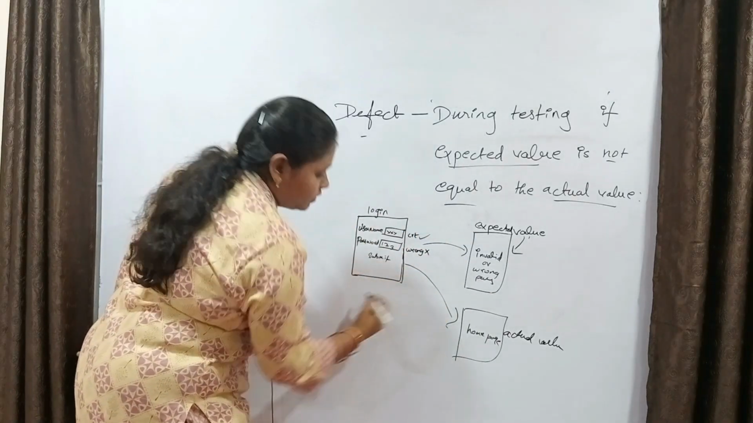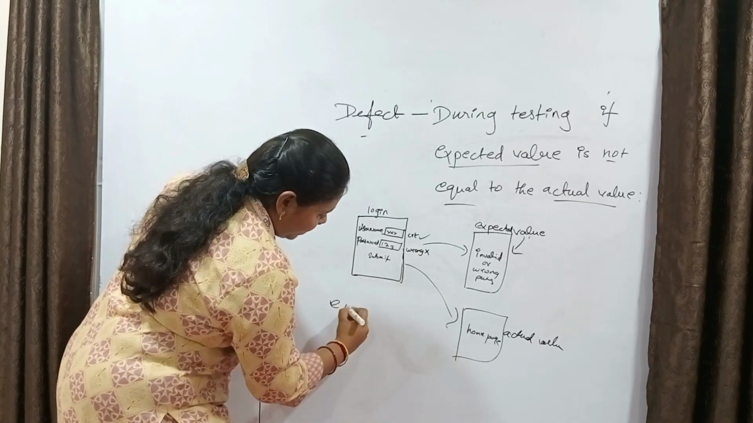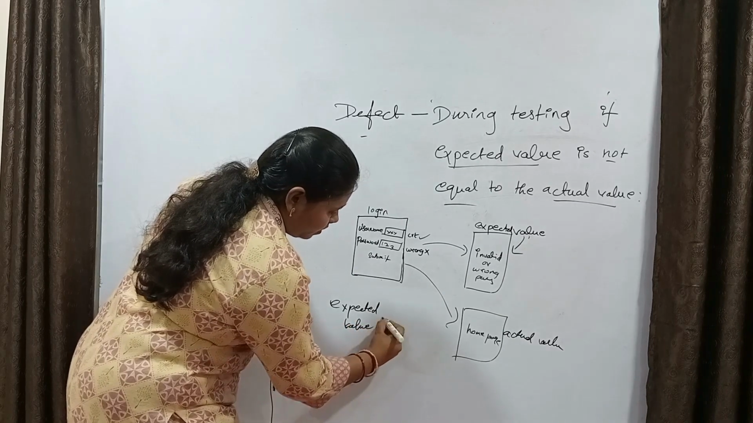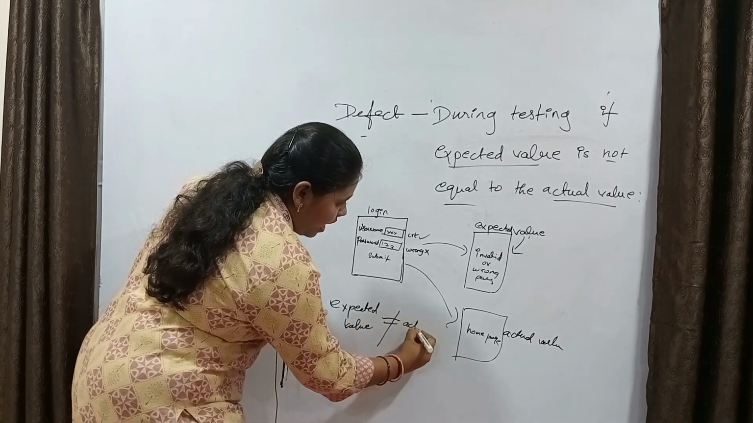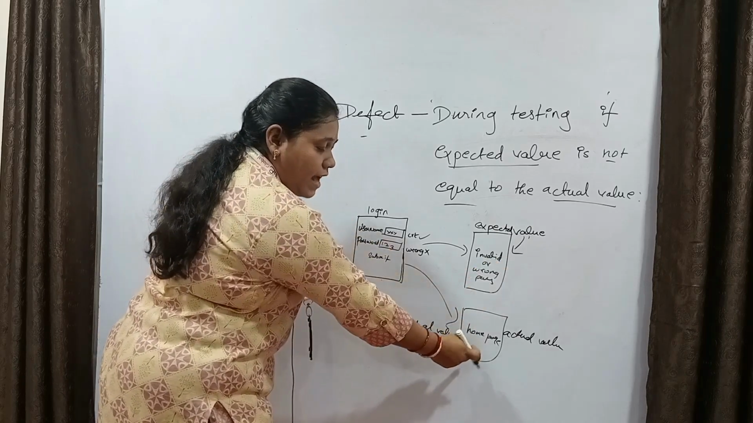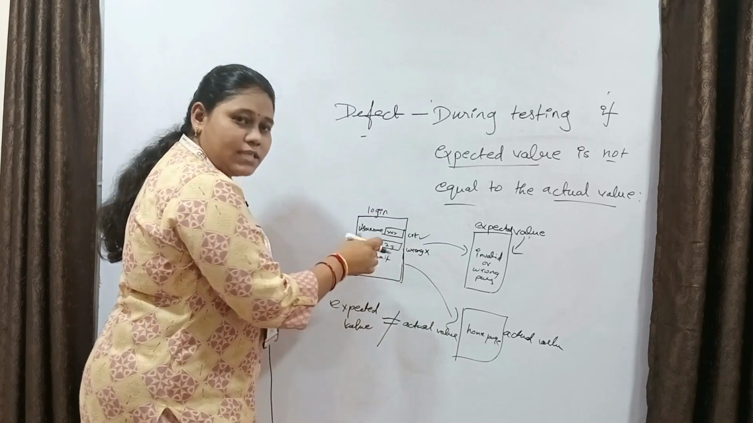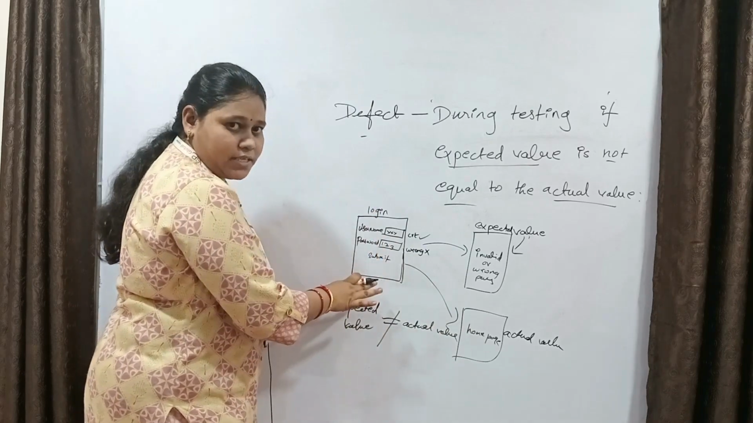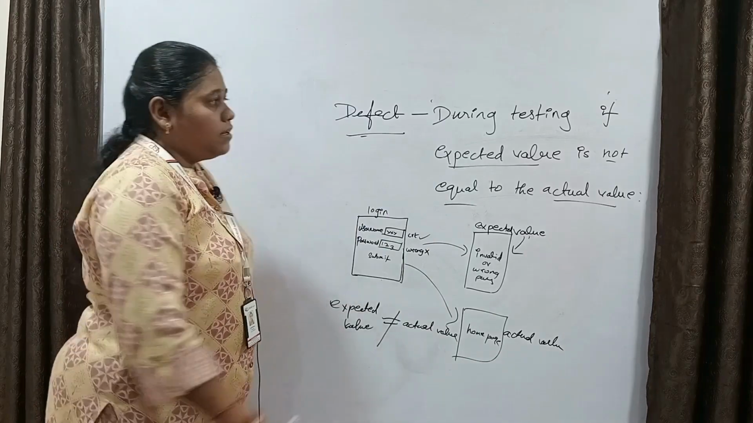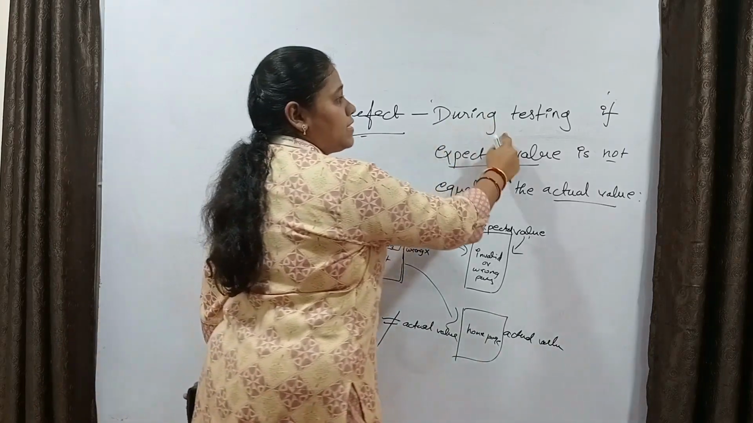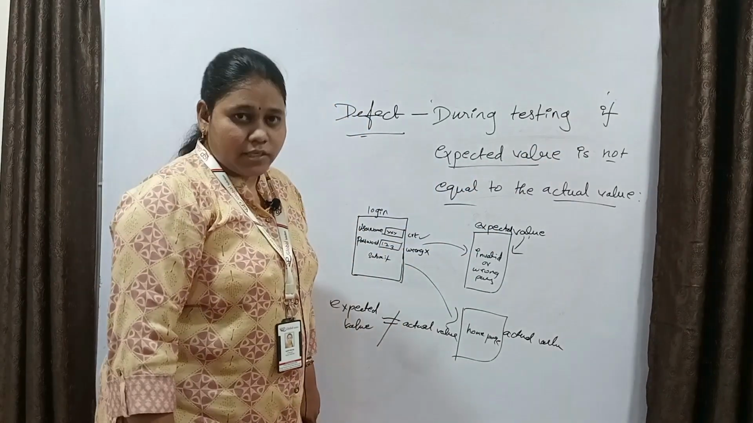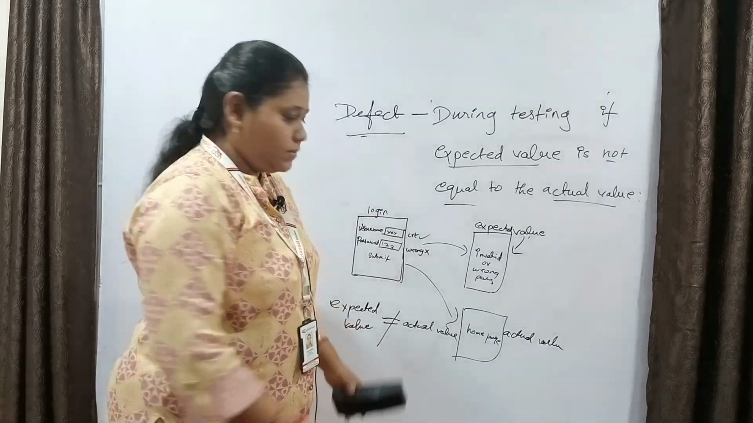In this case, the expected value is not equal to the actual value, because you are expecting this page, but it has moved to the home page. Something in the coding part, some deviation is there. That is called defect. Now you understand? So now read this: during testing, if any expected value is not equal to the actual value, it is called defect. Okay?